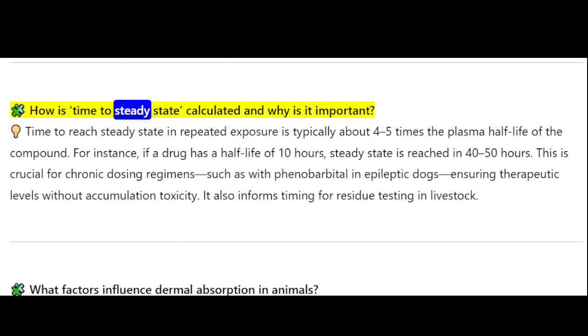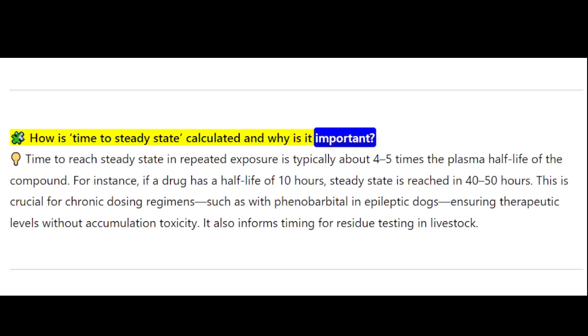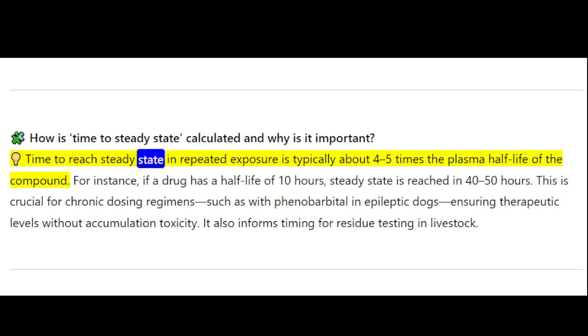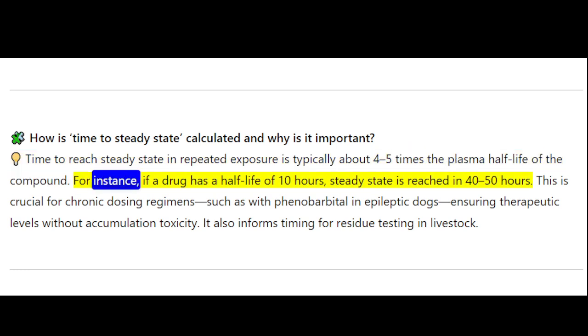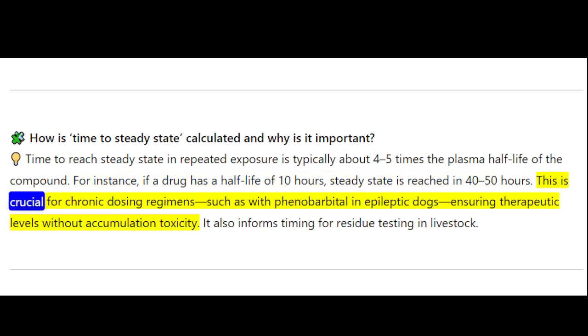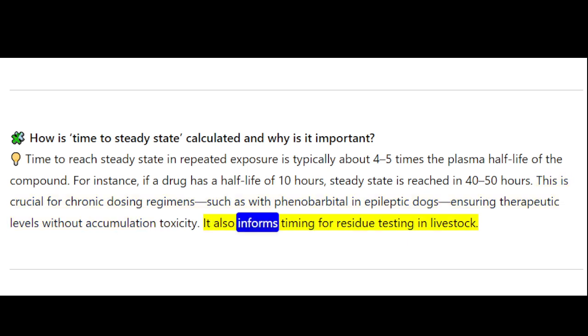How is time to steady state calculated and why is it important? Time to reach steady state in repeated exposure is typically about 4-5 times the plasma half-life of the compound. For instance, if a drug has a half-life of 10 hours, steady state is reached in 40-50 hours. This is crucial for chronic dosing regimens such as with phenobarbital in epileptic dogs, ensuring therapeutic levels without accumulation toxicity. It also informs timing for residue testing in livestock.